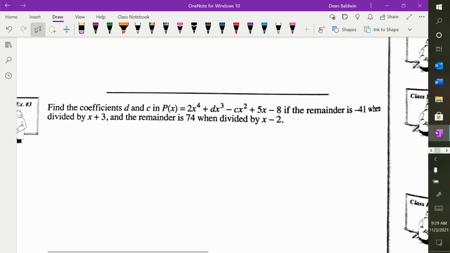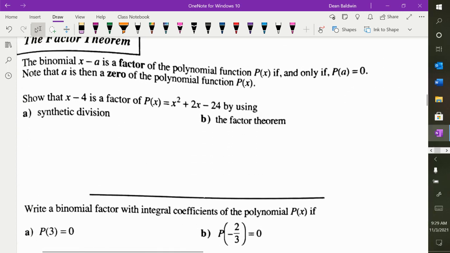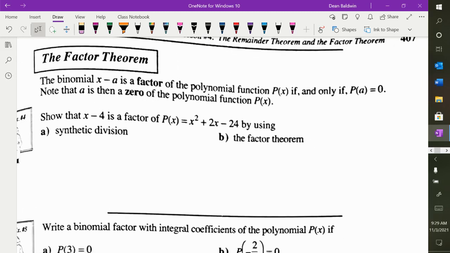We're not going to do the rest of the page because it's kind of similar stuff. I want to go over here. And we talked about this yesterday. The factor theorem. Factor theorem says that x minus a is a factor of the polynomial if p of a is equal to 0, i.e., if the remainder equals 0, then x minus a is a factor.